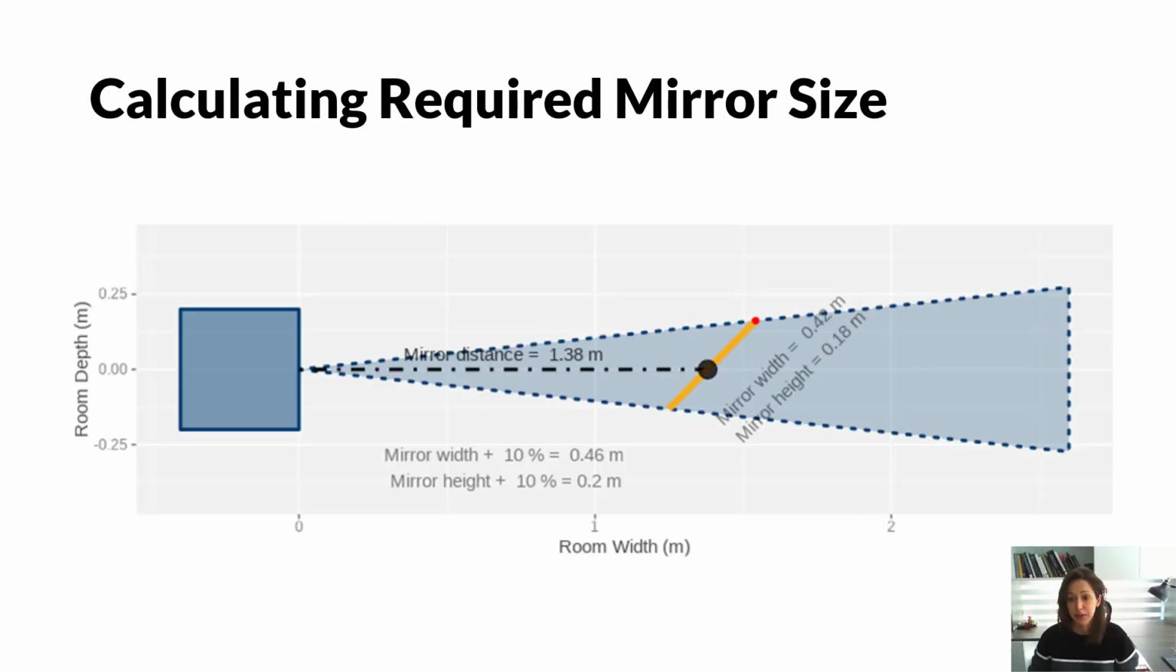When calculating mirror sizes, it's tempting to simply calculate the image width at the planned mirror distance. However, remember that the mirror would not be perpendicular to the projection beam like a screen would, but rather inclined at 45 degrees on this horizontal plane.